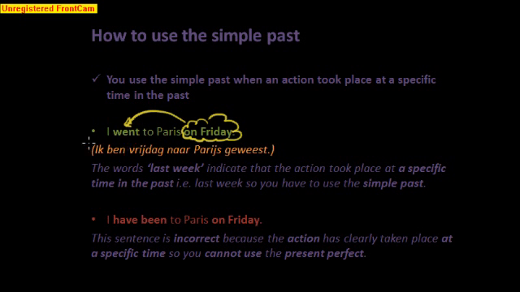If we translate that into Dutch, we get Ik ben vrijdag naar Parijs geweest. This is in fact the present perfect, but instead of using the verb to have, they use the verb to be. But in English we always use the verb to have when we form the present perfect. So it then becomes in the present perfect, I have been to Paris on Friday.